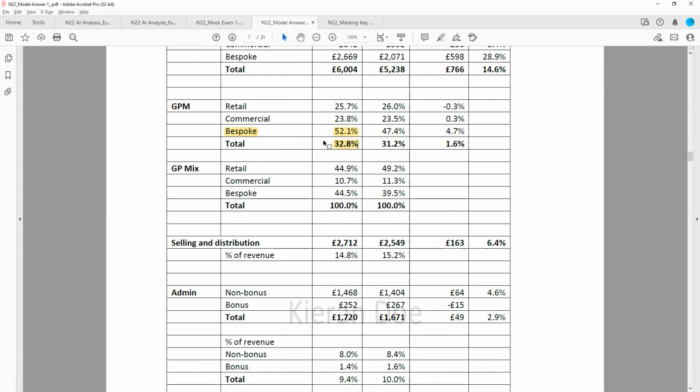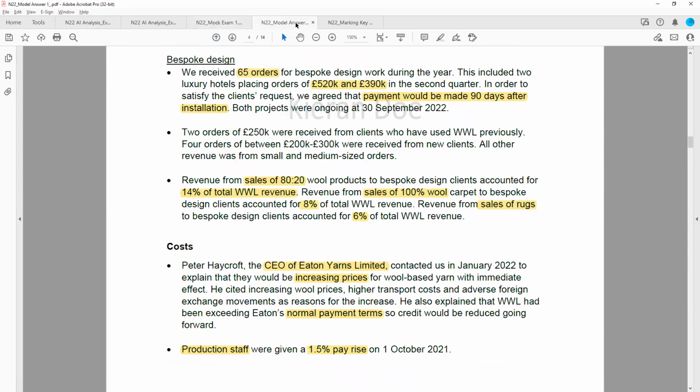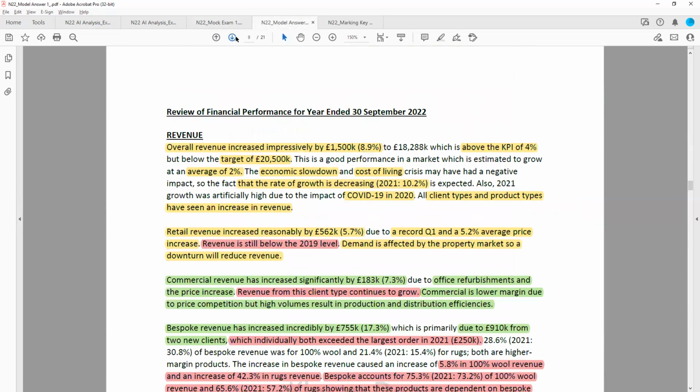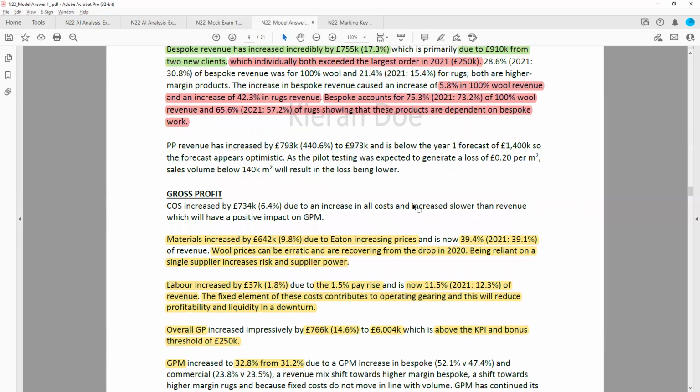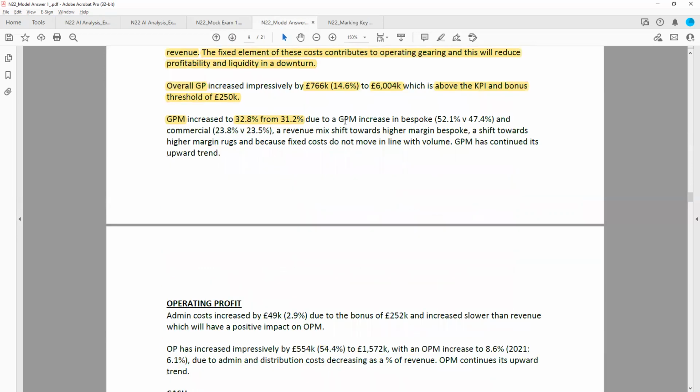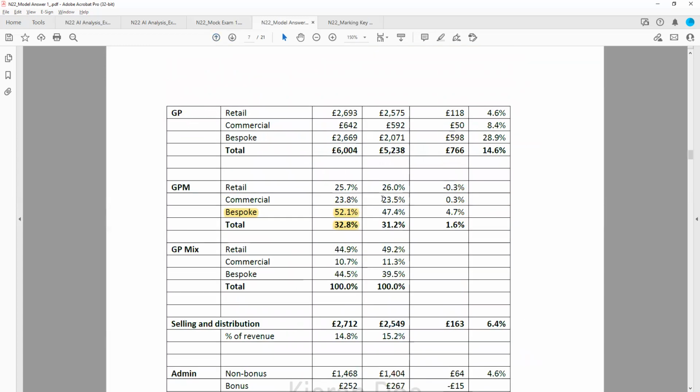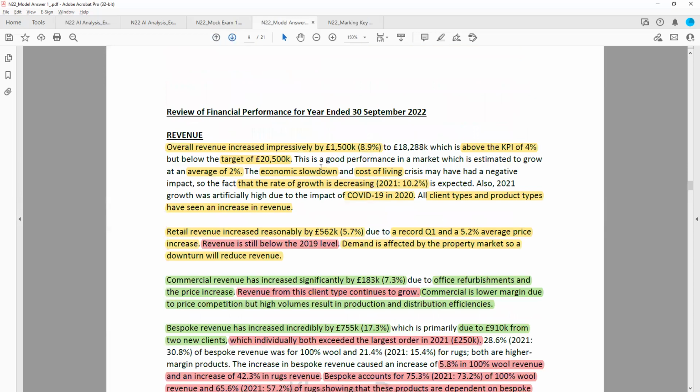It's really important that you understand the impact that changes in revenue mix have on the gross profit margin. So that was kind of a key point to pick out there. So gross profit margin's gone up. There was an absolute increase in gross profit margin for bespoke and commercial. When we looked at the big picture numbers, we saw, didn't we, that gross profit margin for commercial and bespoke had gone up. Retail had gone down, but for those two, it had gone up.